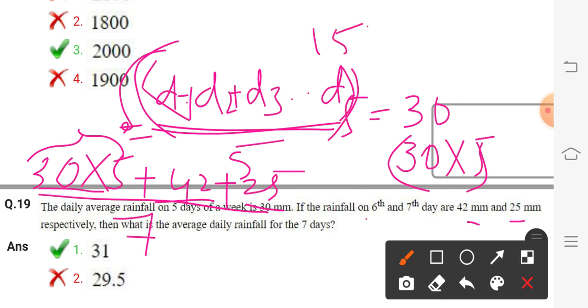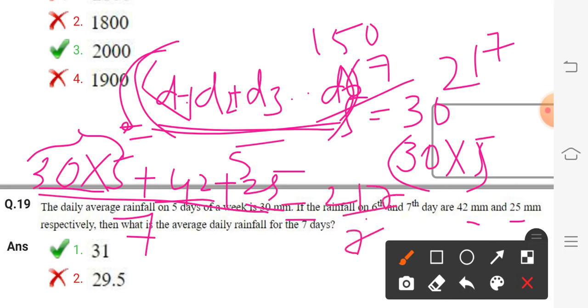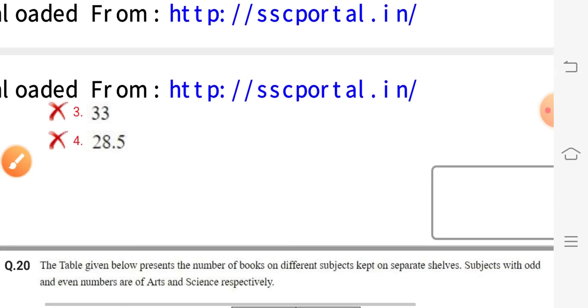This is 150. 5 3s are 15. So 150 plus 67, we get 217. That is equal to 217 by 7. 7 3s are 21. 7 1s are 7. So first option is correct. 31 is the answer.